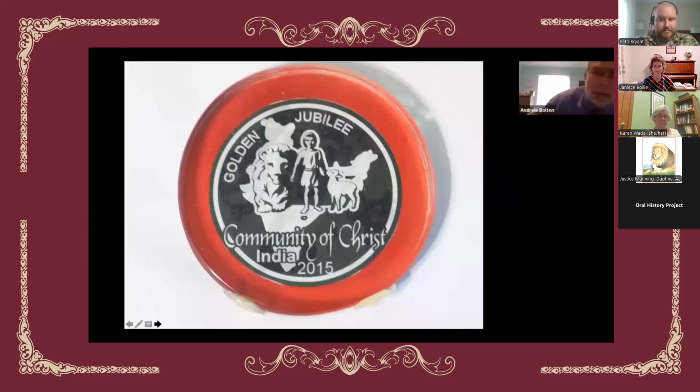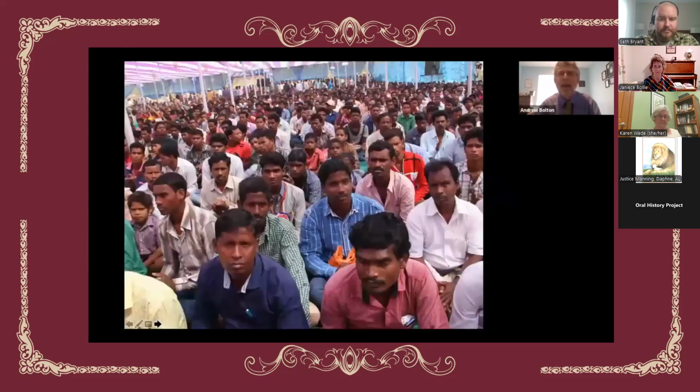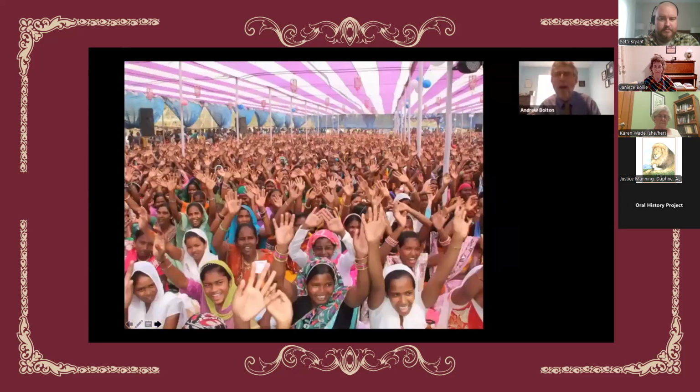If we go to India, we celebrated 50 years of the church's presence in India in 2015. It's Golden Jubilee. You see the church seal and this artwork over the subcontinent of India. This is the male part of the gathering that day, very sober, reverent-looking, devoted males. The women, however, are a little bit wild. I think somebody got them to cheer. And there's 15,000 gathered here. This is the biggest gathering in the history of the Community of Christ.